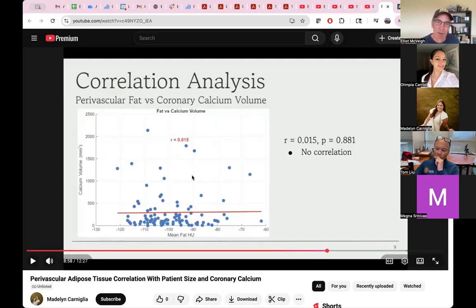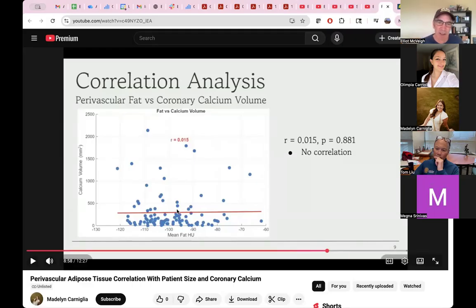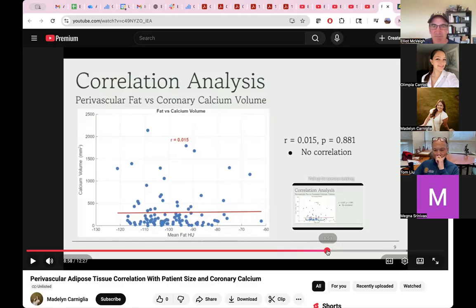In that, as you got to more inflammatory fat, you would see more calcium. Okay, so that's great. And you could try this with 10,000 patients actually, because there are enough calcium scans in the world. Yeah, that was one of our future things at the end, to add more patients and see if more patients would add any type of correlation, because we only did 100 and we were doing it by hand. 100 was kind of a lot of patients.